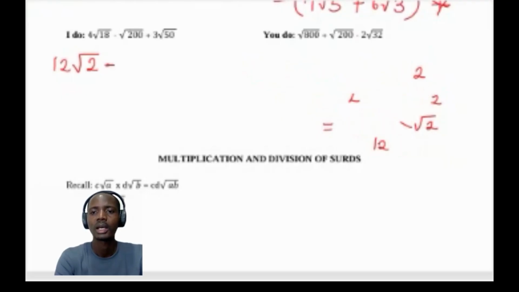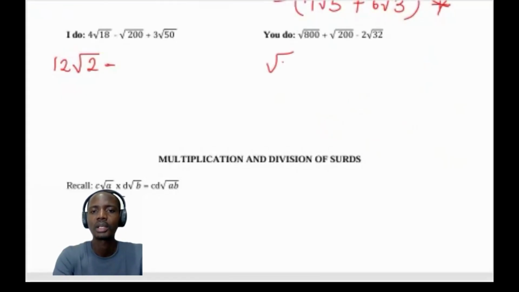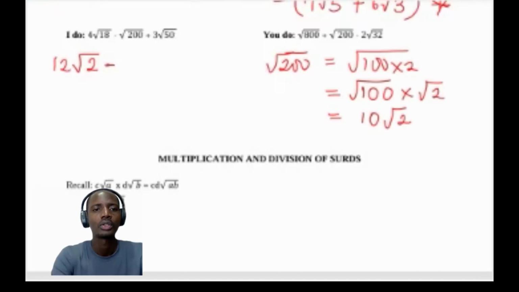But let me quickly do that again. So root 200 becomes root 100 times 2. Now, root 100, that is 10. Okay, let's do it this way. Root 100 times root 2, which is equal to root 100, that is 10 times root 2, which is 10 root 2. So root 200 can be written as 10 root 2.